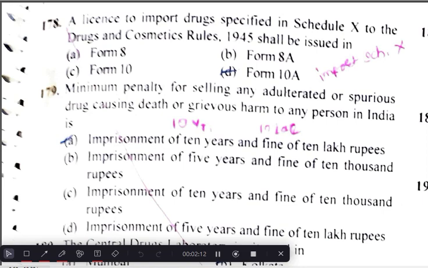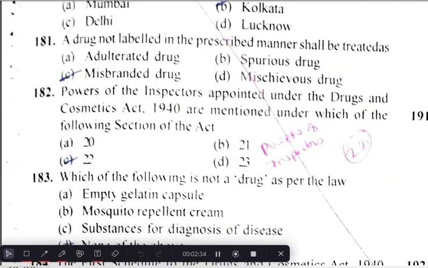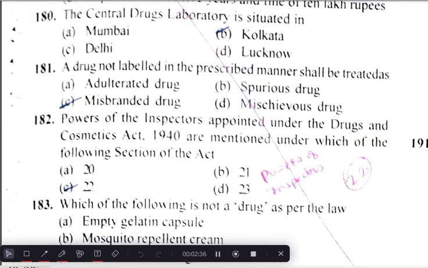A license to import drugs specified in Schedule X to the Drugs and Cosmetic Rules 1945 shall be issued in Form 10A. Minimum penalty for selling any adulterated or spurious drugs causing death or grievous harm to any person in India is imprisonment of 10 years and fine of 10 lakh rupees. The Central Drug Laboratory is situated in Kolkata.